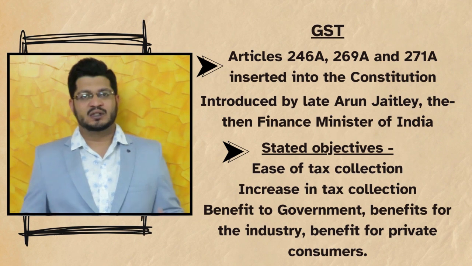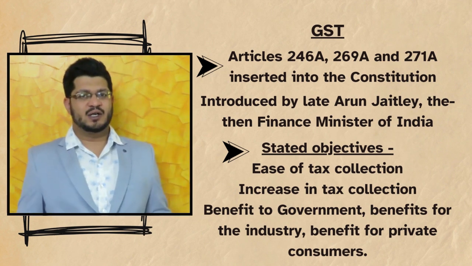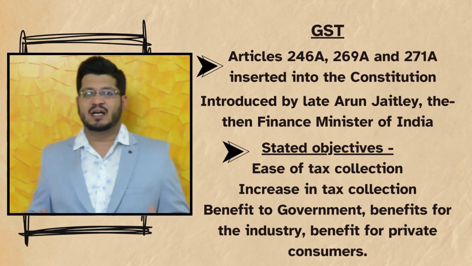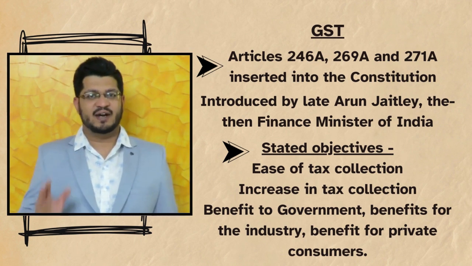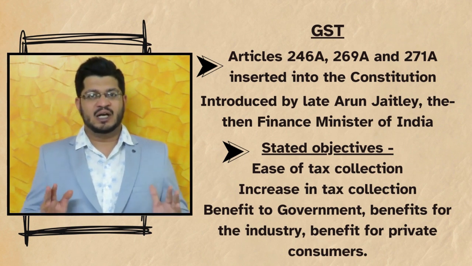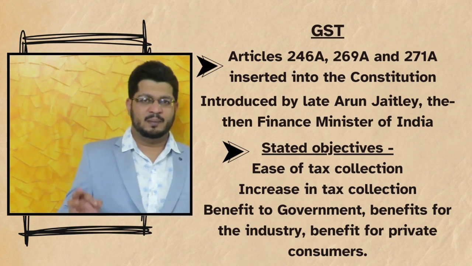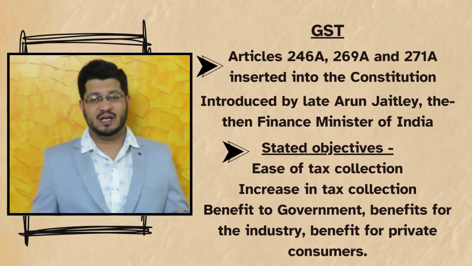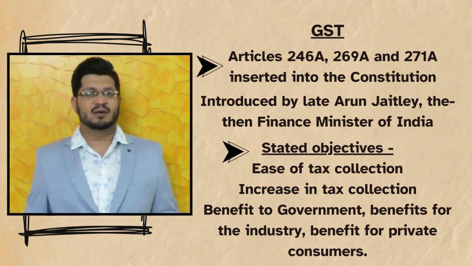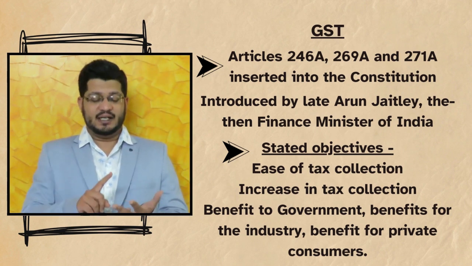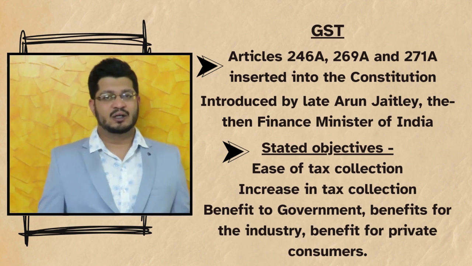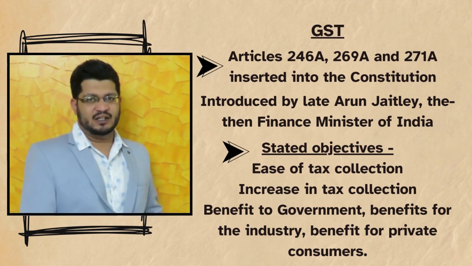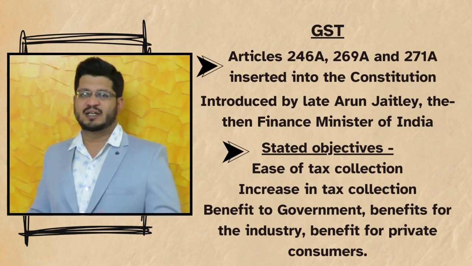company law. So, the whole structure of the GST was introduced by the introduction of Articles 246A, Article 271A and Article 269A into the Indian Constitution. It was introduced by the then Finance Minister of India, the Honorable Arun Jaitley. Now, there were a few objectives which were supposed to be accomplished by introduction of the Goods and Services Tax. They were ease of collection of taxes, increase in the collection of taxes, and convenience for everyone, for the central government, for state governments, for manufacturers, for private individuals, or the ultimate consumers.